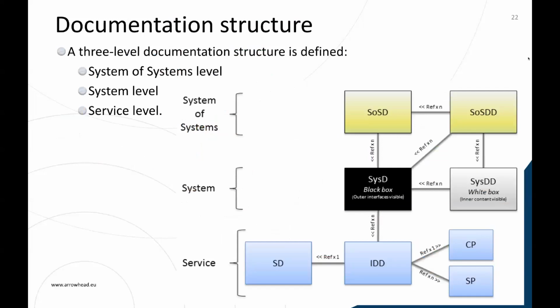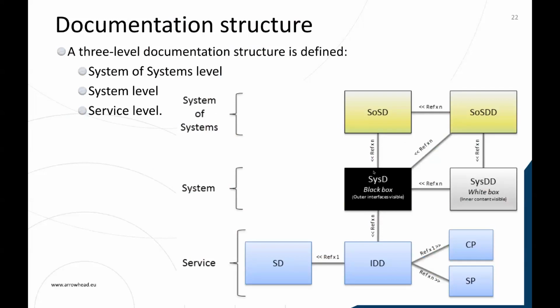How do we think about documentation around this? We have a documentation structure where a software system is described with what we call a SysD document. And there is a black box and a white box. The white box is called SysDD. The system of systems is for what's going to happen within or between various local clouds.